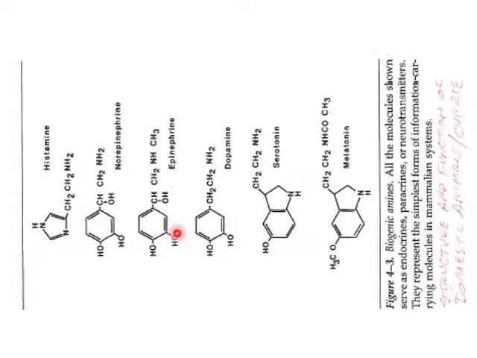We have some more amines here: histamine, norepinephrine, epinephrine, dopamine, serotonin, and melatonin. All these have different ammonia groups or amine groups. Small molecules can get where they need to very quickly and get the job done.